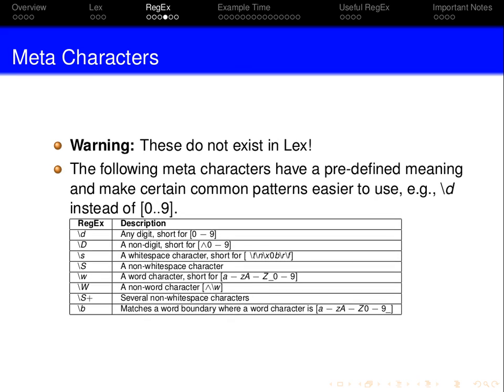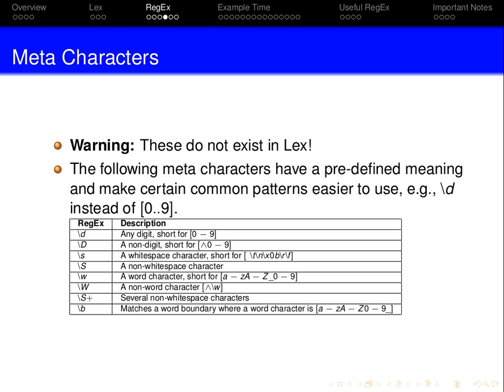All right, the next thing I'm going to show you, metacharacters. Warning, these do not exist in Lex. Why am I showing you? Because most regex implementations do use these. Lex doesn't. These are just a shorthand. Backslash little d is any digit, backslash big D is non-digit, lowercase s is all the white space characters, versus non-white.